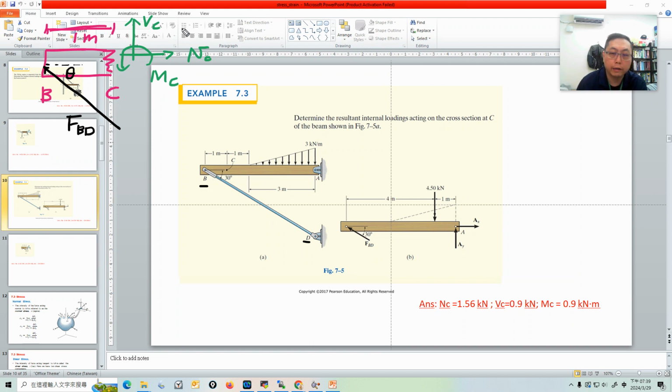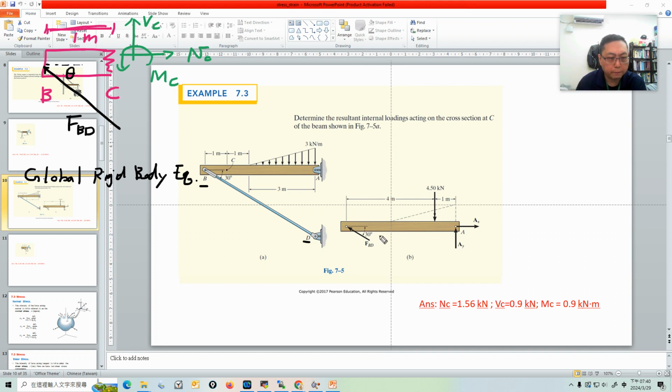So if you want to calculate the internal force at section C using rigid body equilibrium, you need to know the BD force. But how to get the BD force? As in the previous video, in this situation you have to do the global rigid body equilibrium, the rigid body equilibrium on the whole system. That's why in the textbook it gives you this picture right here, because this is just the free body diagram of the whole system.